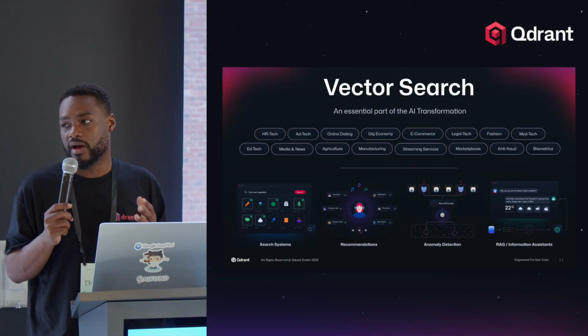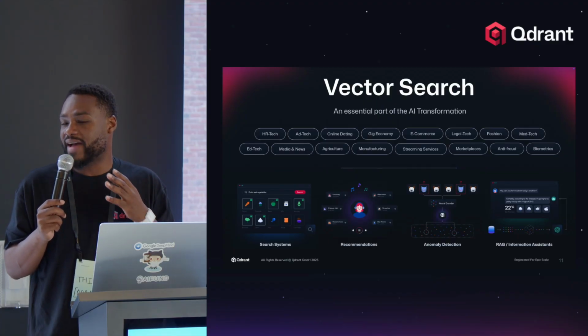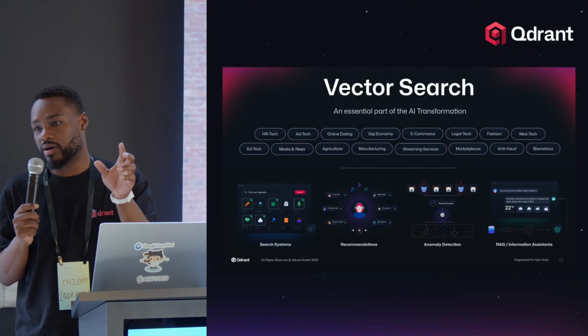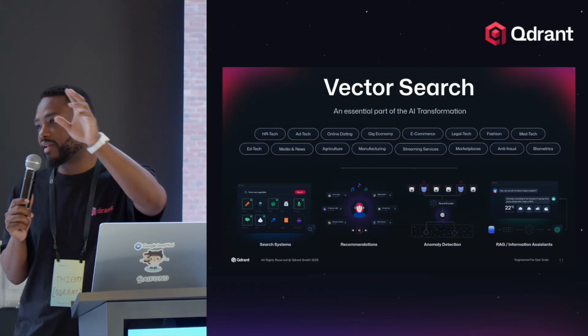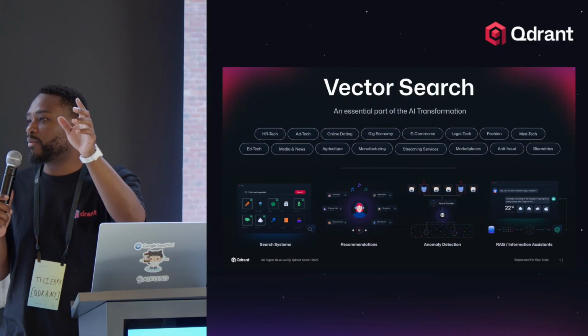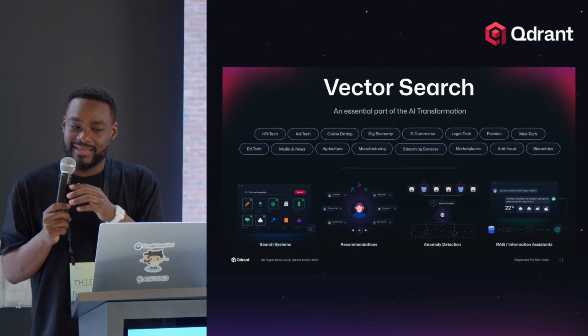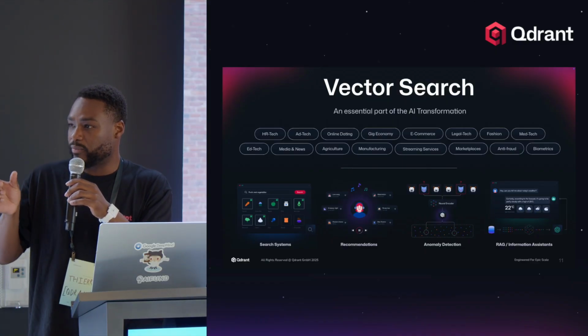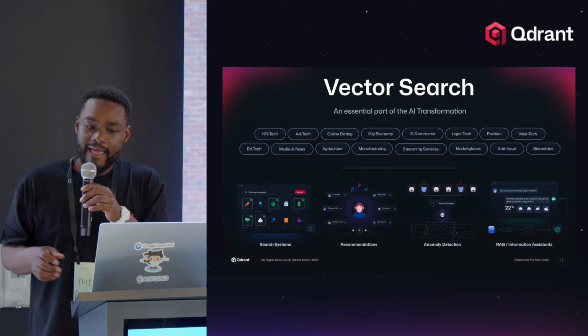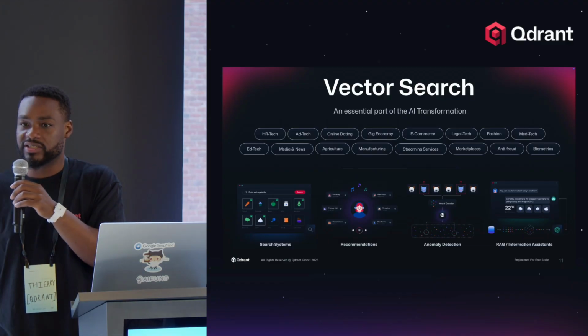Anomaly detection. So if you are imagining a factory process, what if we took a picture of what the car is supposed to look like at every step of the process, and then we can flag when there's something wrong with the system because, hey, this car that came out, it doesn't look like the pictures of the other cars that we knew went on to be good products. And then finally, of course, RAG and information assistance.